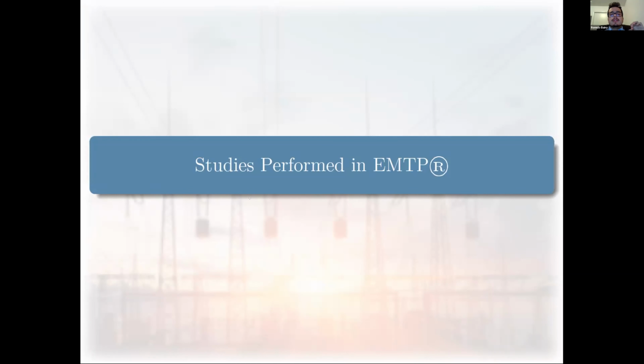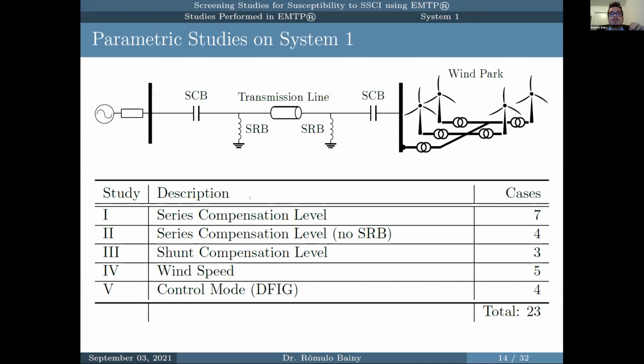Now I want to share some studies that we did using EMTP. That was just an example for us, but we are going to keep using that same study. Here I removed the other side because we are going to talk just in the frequency domain. And I did 5 studies here for us to see today.